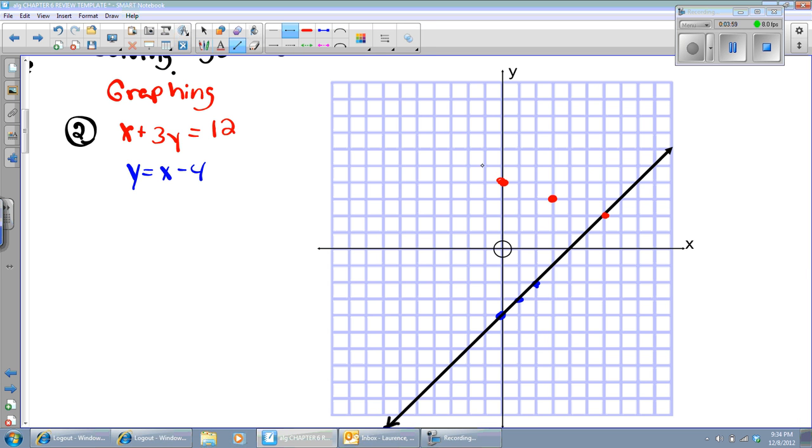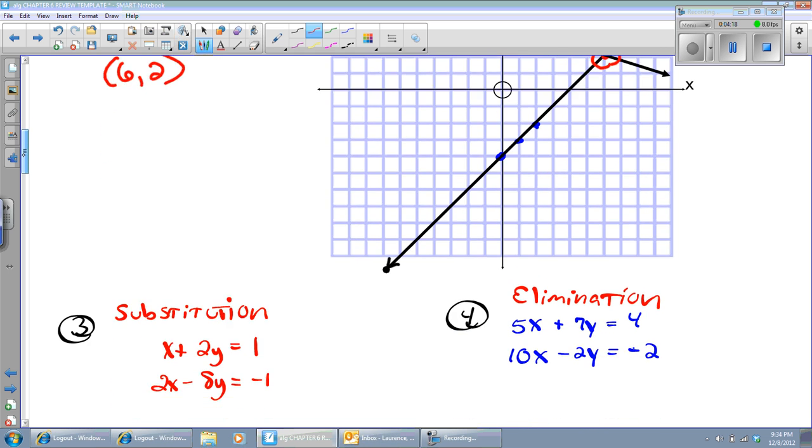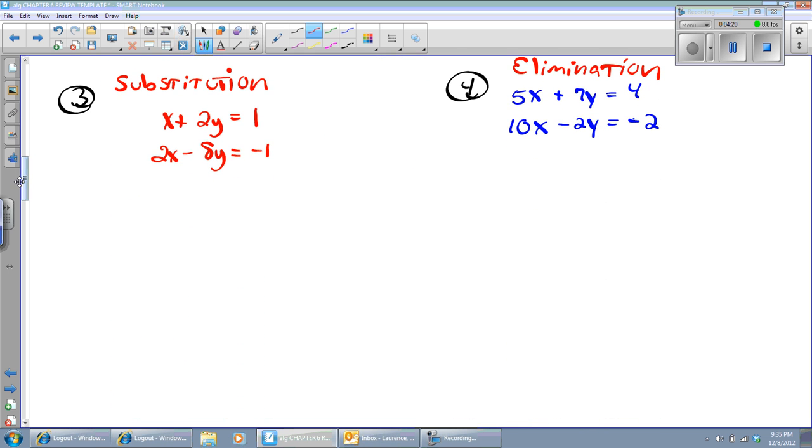I'll go up 1, 1, 2, 3, and get them to cross. And like I said, they're crossing right here. So the solution looks like it's at 1, 2, 3, 4, 5, 6, 1, 2. So the solution to this system is (6, 2). Solving by graphing. Okay, solving by substitution.